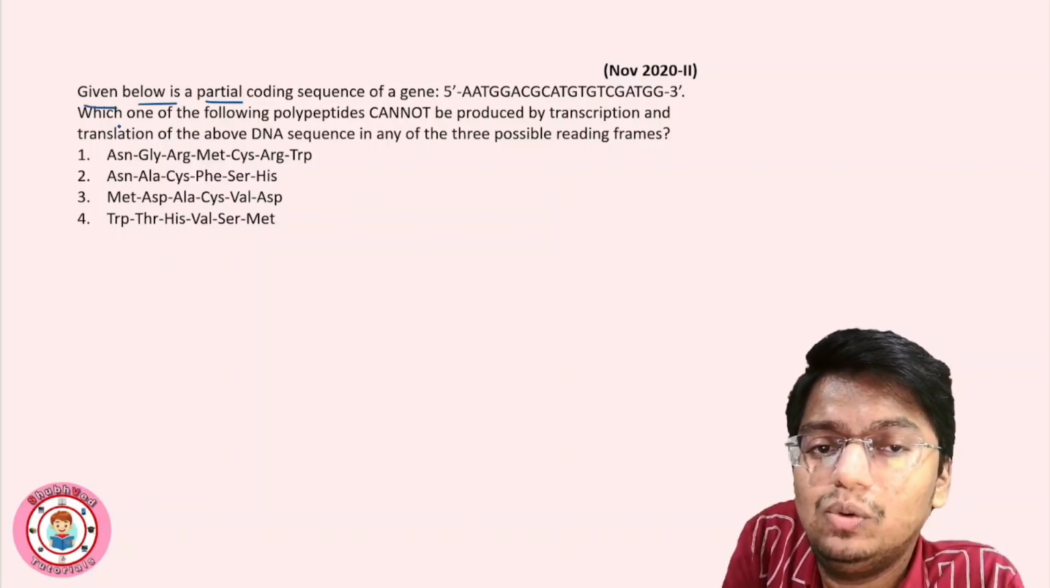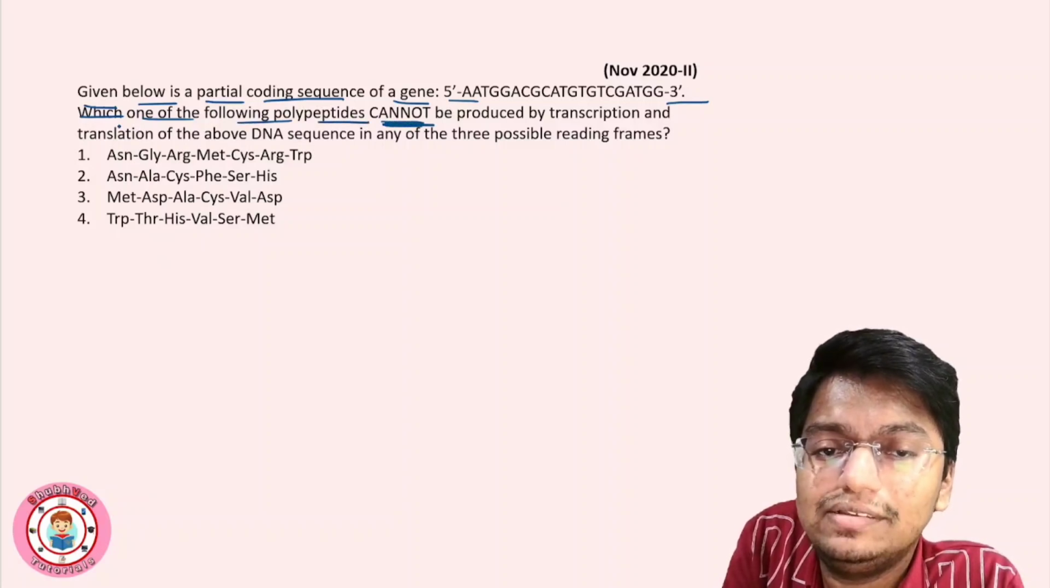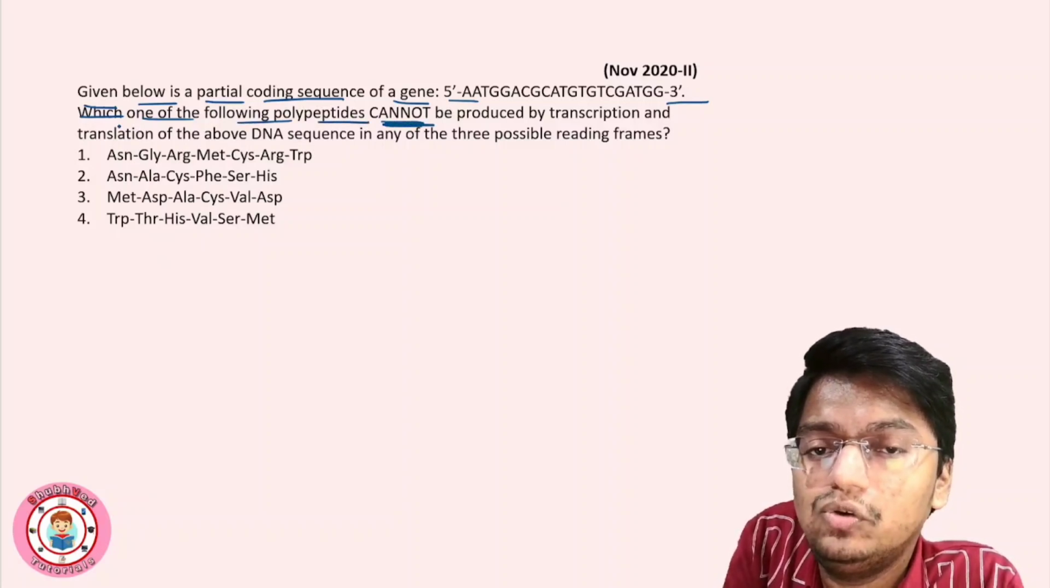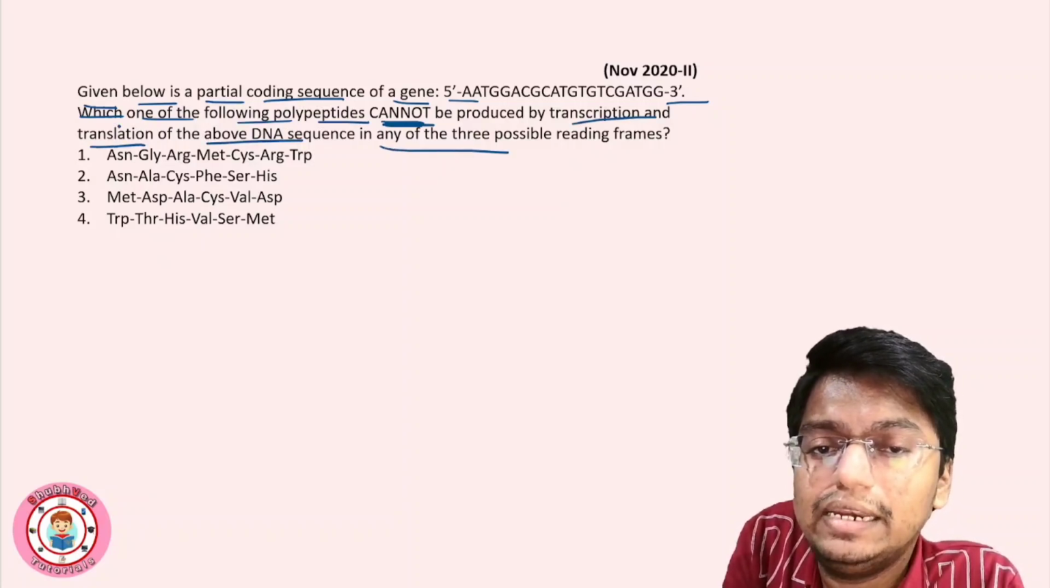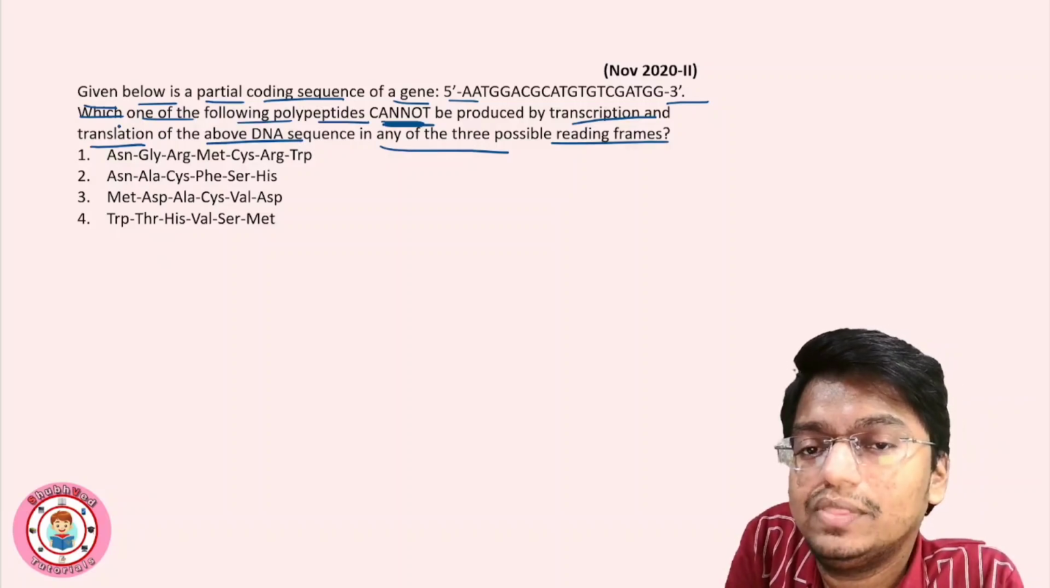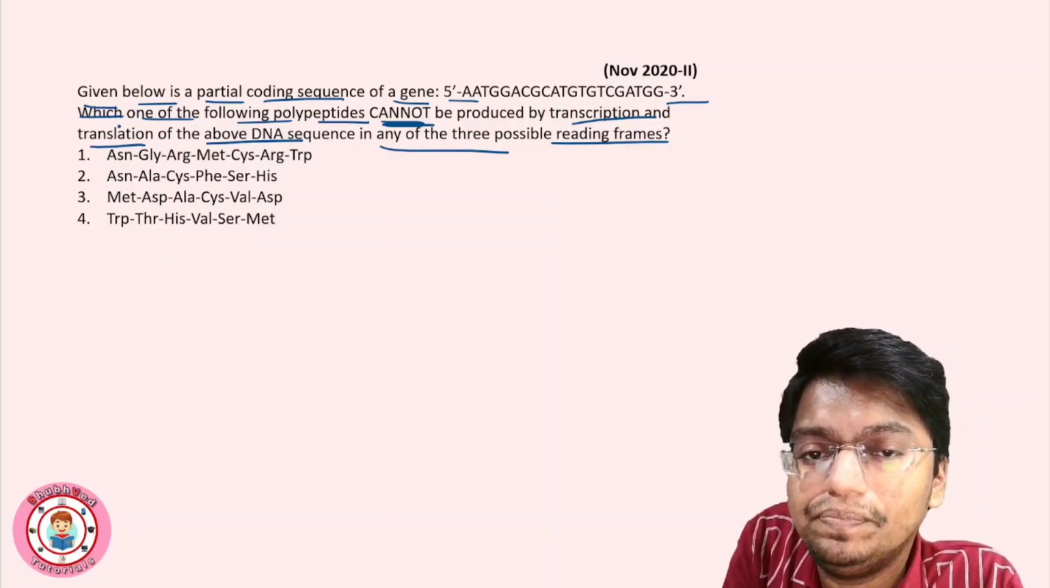Given below is a partial coding sequence of a gene 5' to 3', so no conversion needed. Which one of the following polypeptide cannot, see this is very important, cannot be produced by transcription and translation of the above DNA sequence in any of the 3 possible reading frames. Okay, दिया है 3 reading frames हमें देखना है, right?